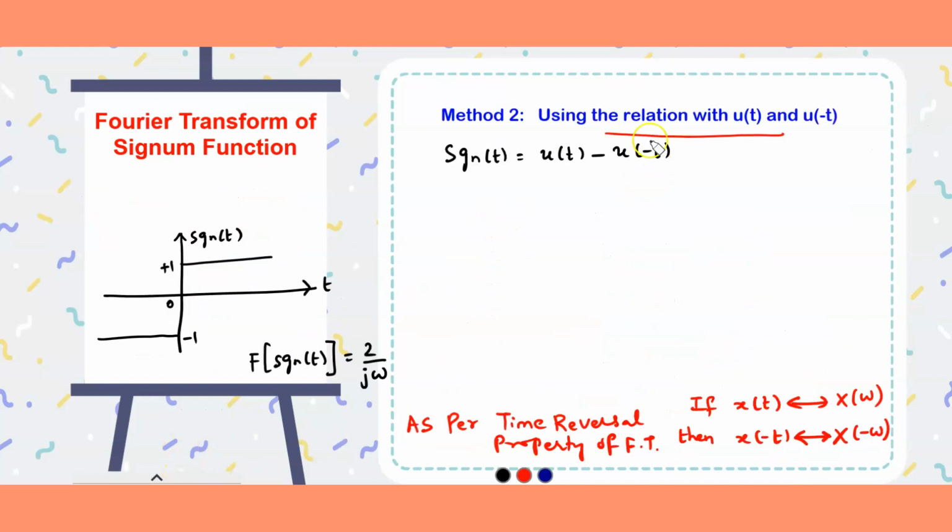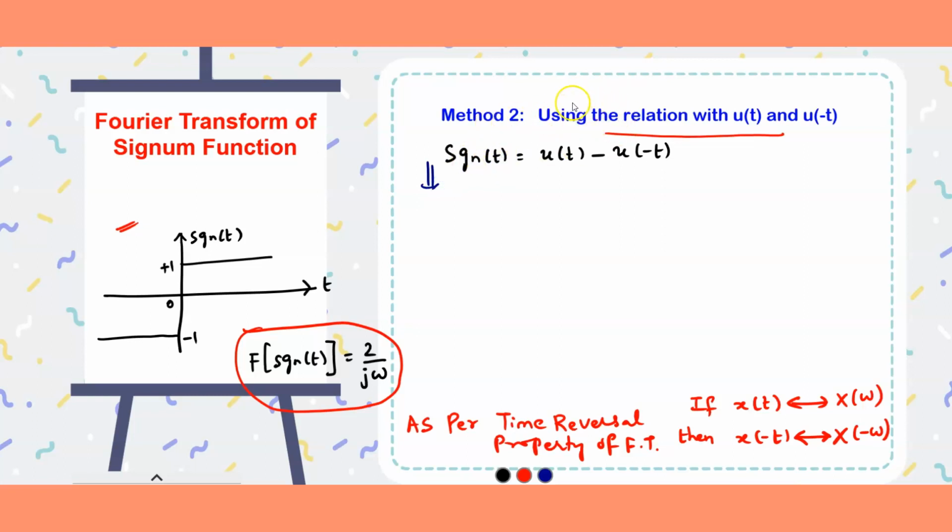So the second method is to use the relation with u of t and u of minus t. Actually the signum function is also defined as u of t minus u of minus t, and for reference I have written our signum function here at the left side. So the graph of the signum function is like this, and the Fourier transform of the signum function we already evaluated. Just for reference I have kept it here, and now you just proceed with this formula.